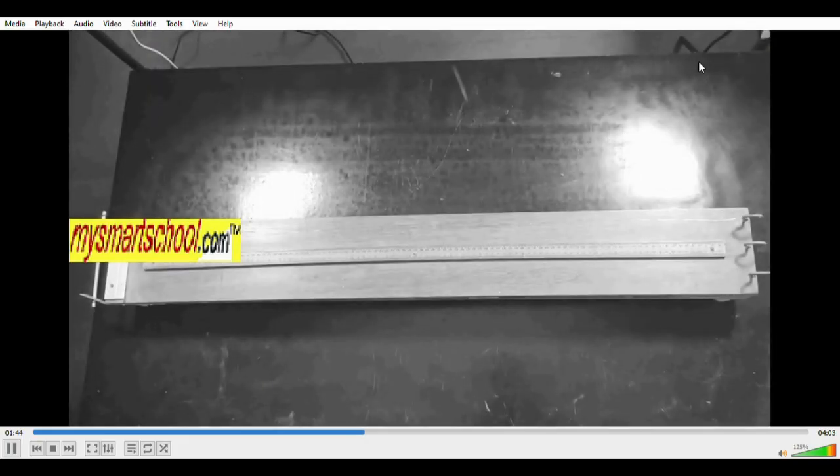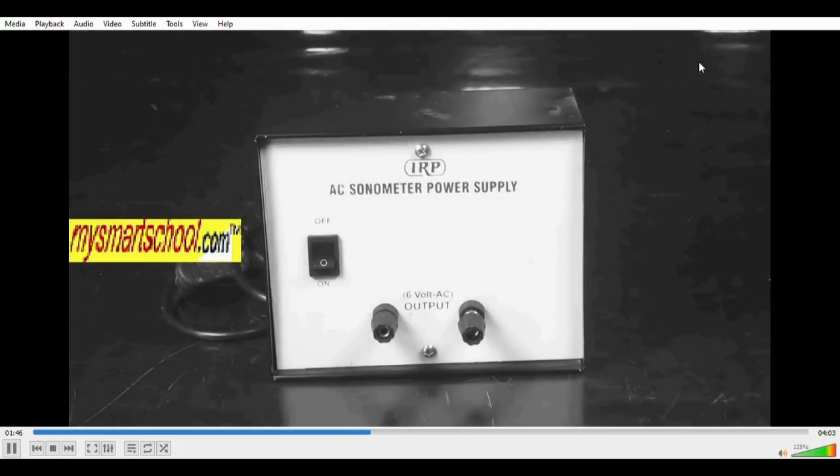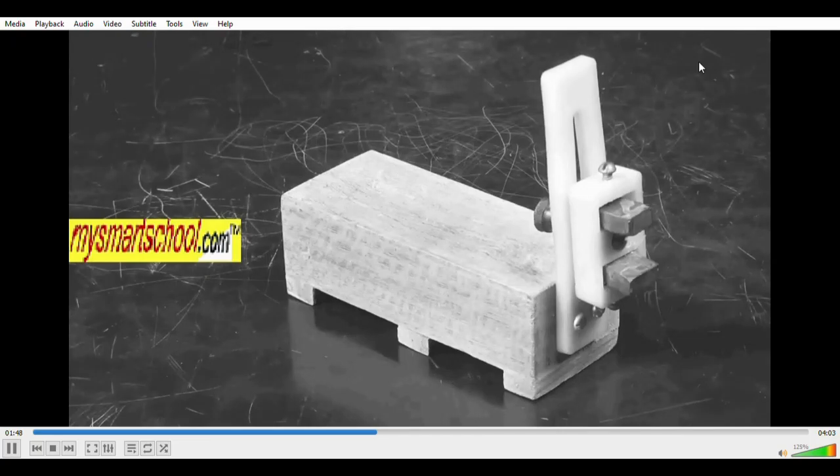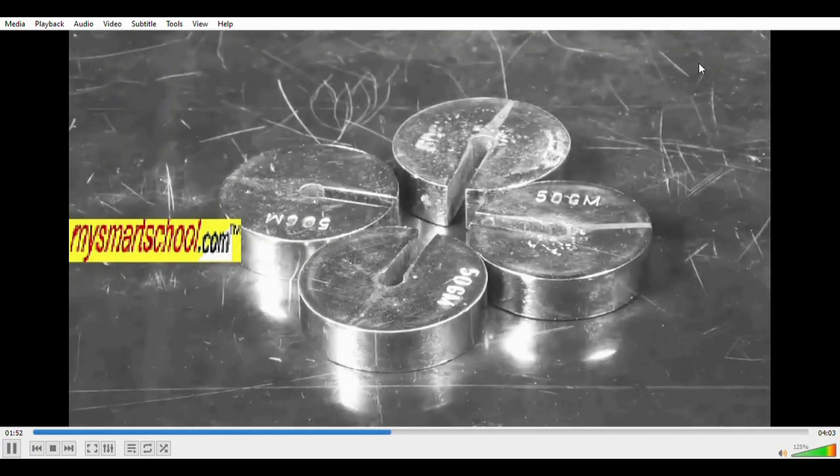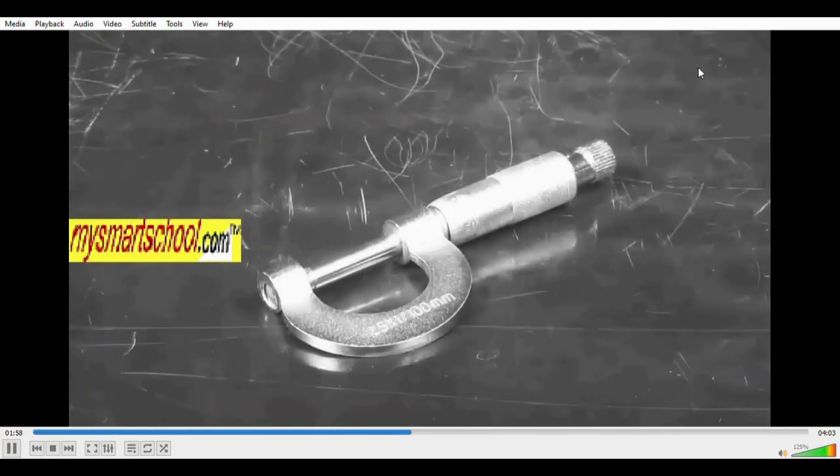Materials required: sonometer, step-down transformer, horseshoe magnet, weight hanger, set of slotted weights, paper rider, bridges, screw gauge.